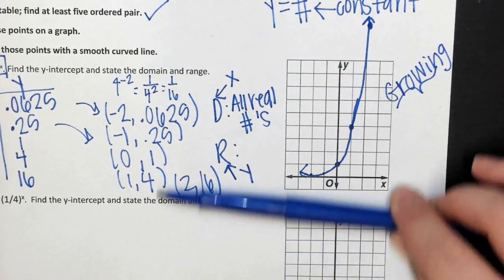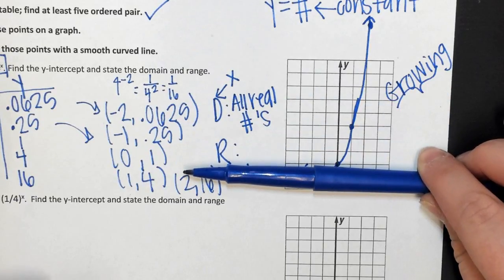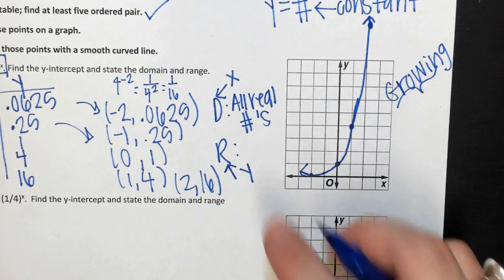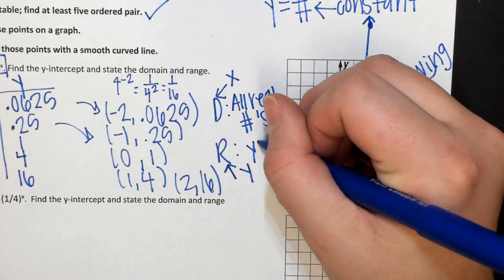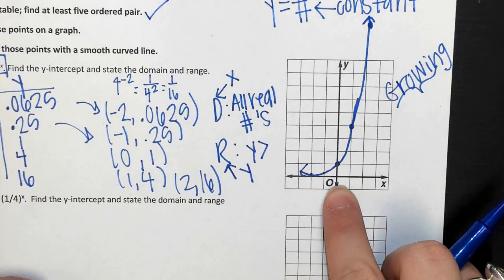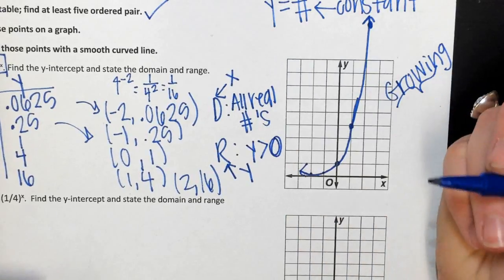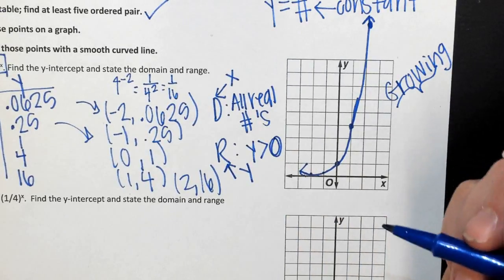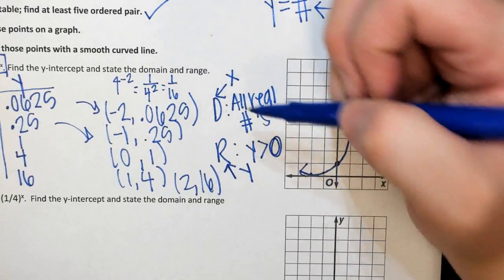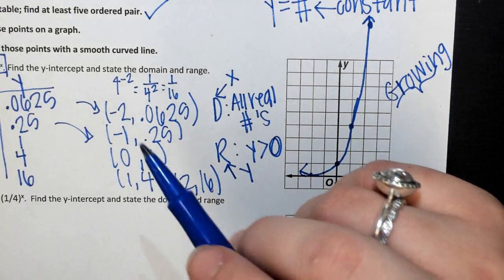Do I ever go past the x-axis? No. So your range, which is y, is always greater than what number? 0. Good job. Now, your domain is going to be all real numbers a lot.